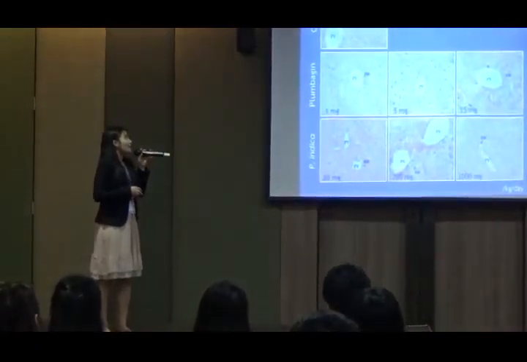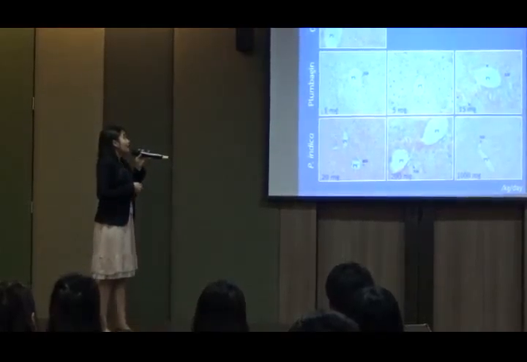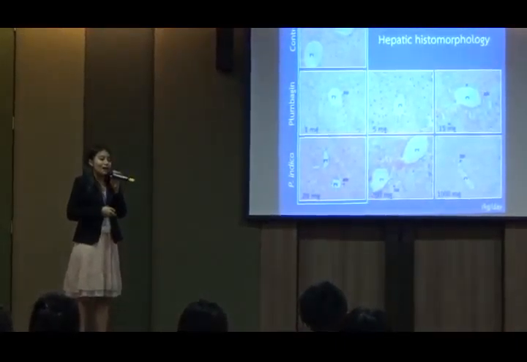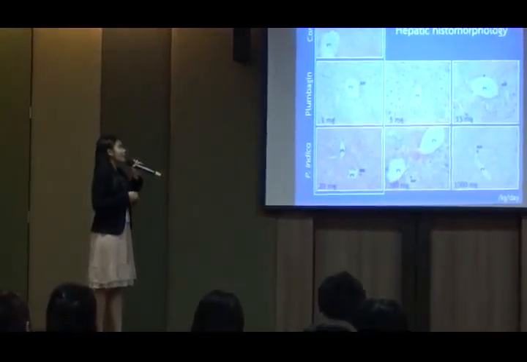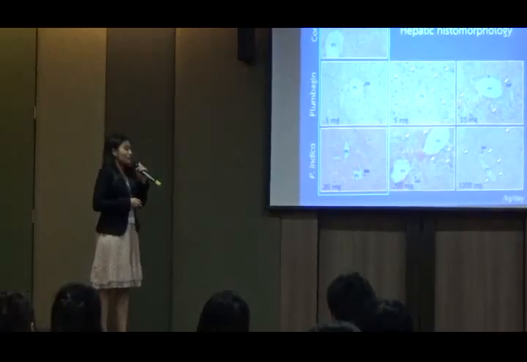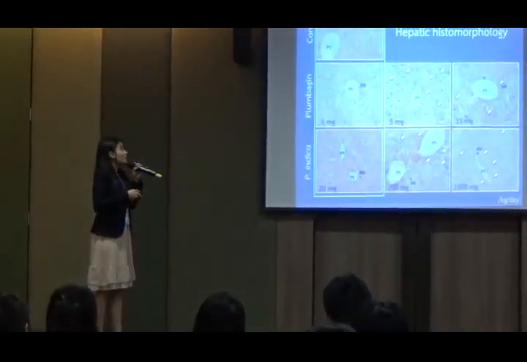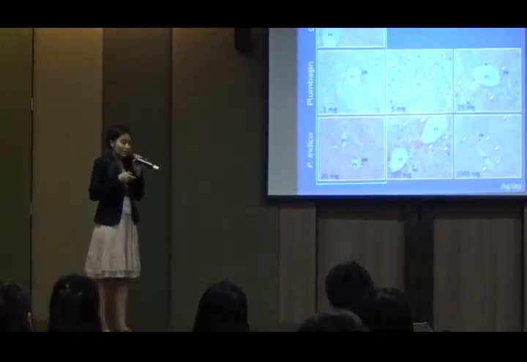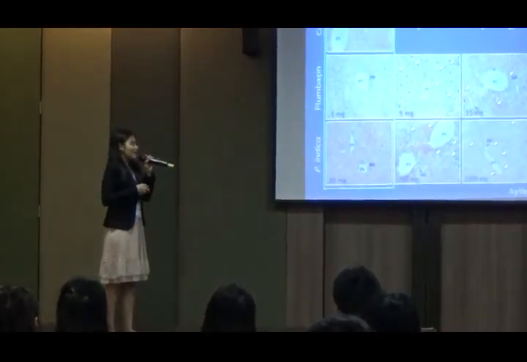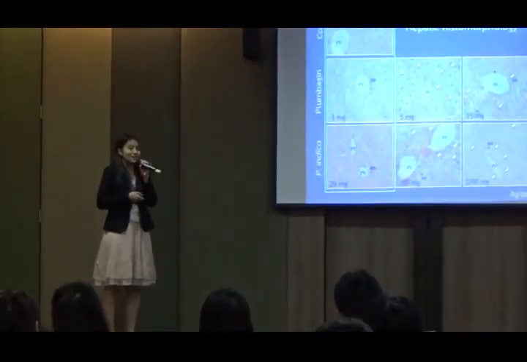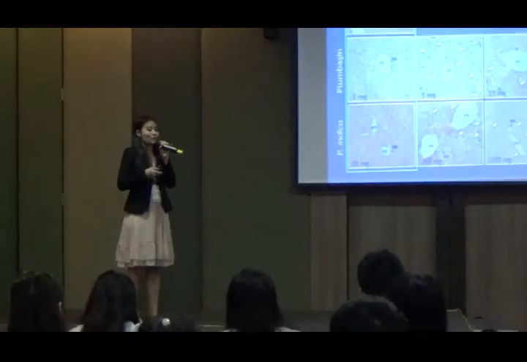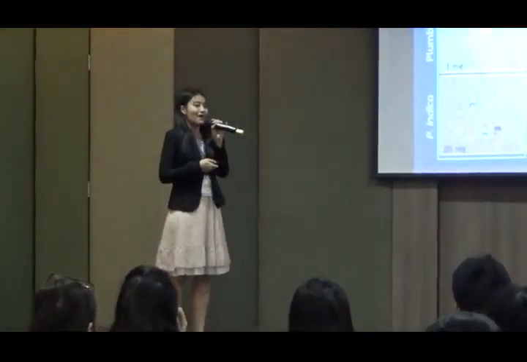And for hepatic histomorphology, in the lowest group, plumbagin and P. indica didn't show any histomorphological change when compared to the control groups. However, in the higher group, the hepatocytes show karyopyknosis, or nuclear shrinkage, resulting from the condensation of chromatin, as an early sign of necrosis or apoptosis, as indicated with the white arrow.